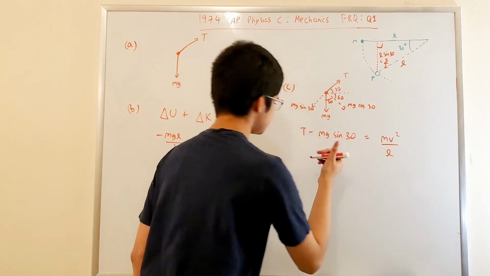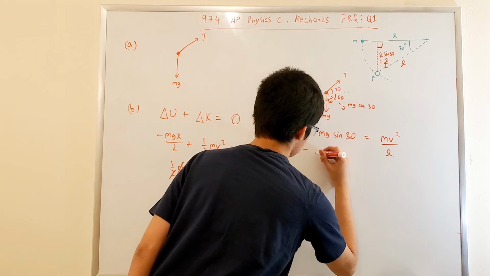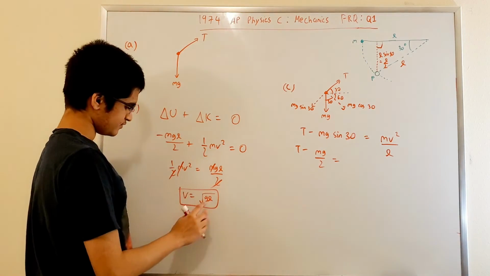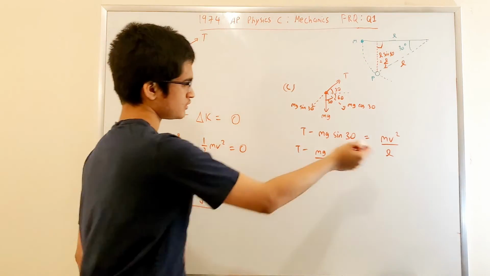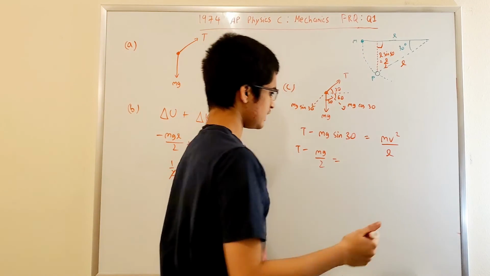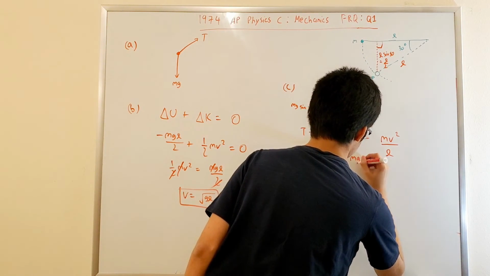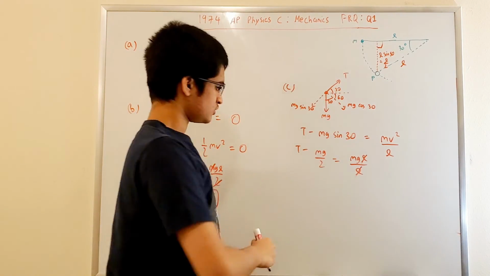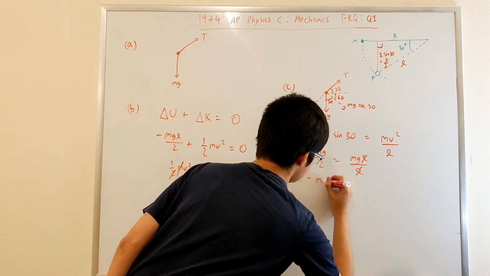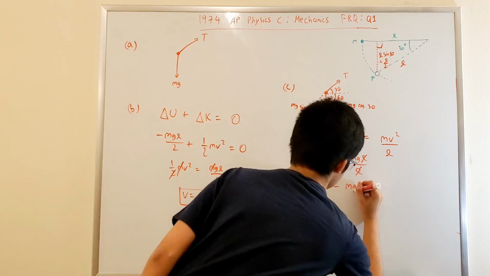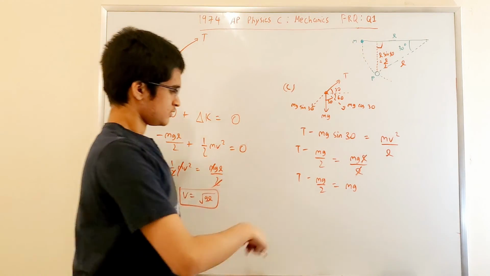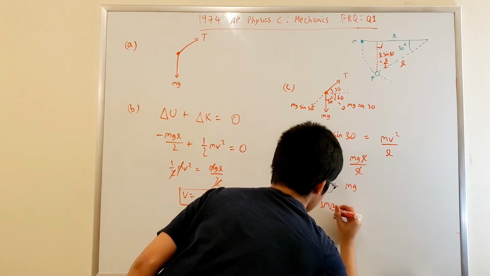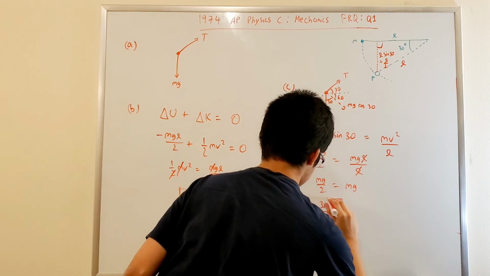Sine 30 is half, so we write T minus mg over 2. And we know from part B that v is the square root of gL, so v squared is just gL. So we can write that as mgL over L, and our L's are going to cancel out. So we get T minus mg over 2 is equal to mg. Finally, solving for T, we get T is equal to 3mg over 2, which is our final answer.